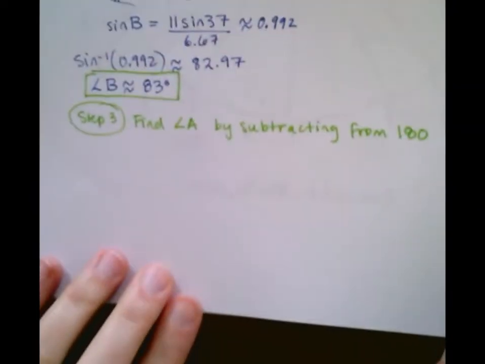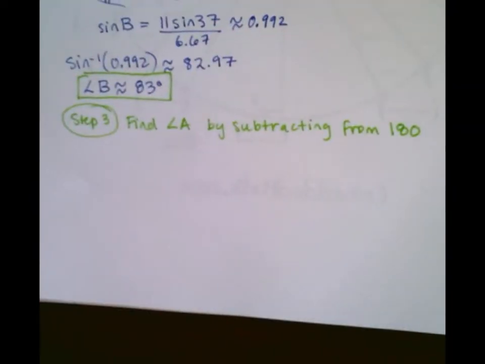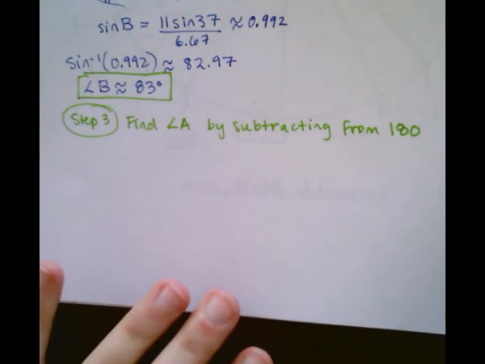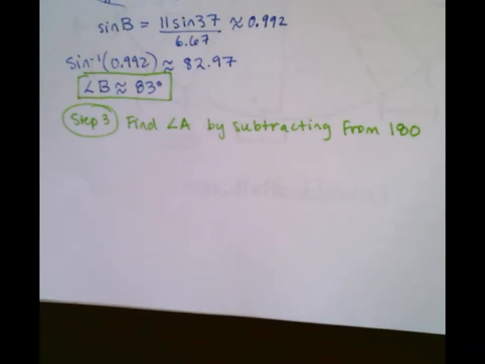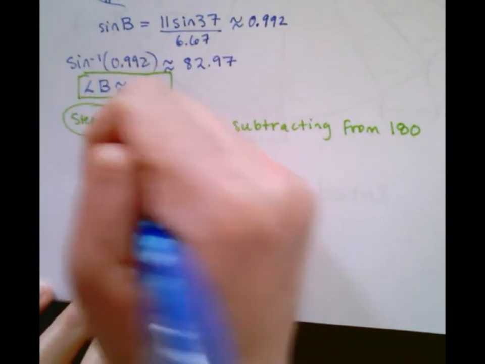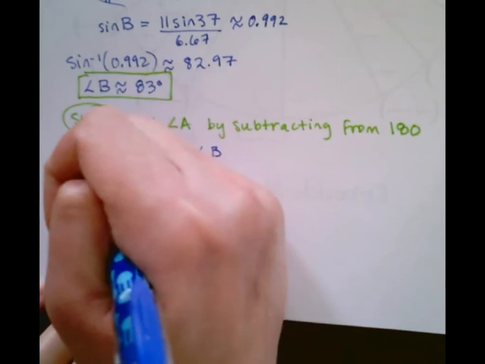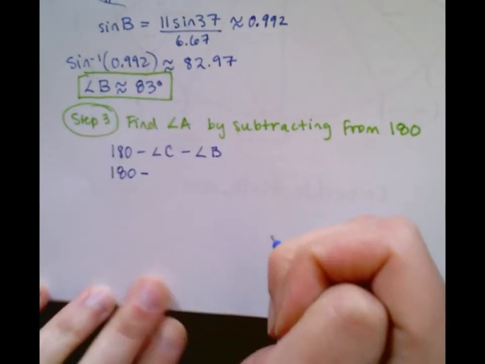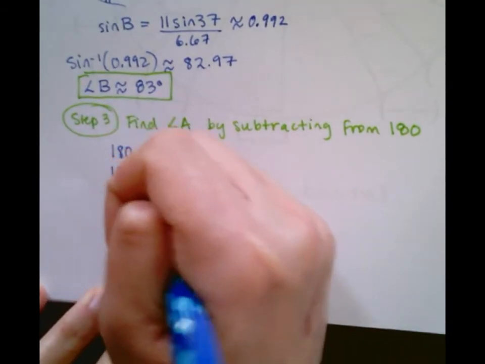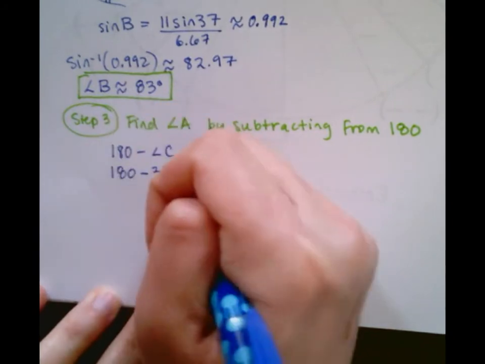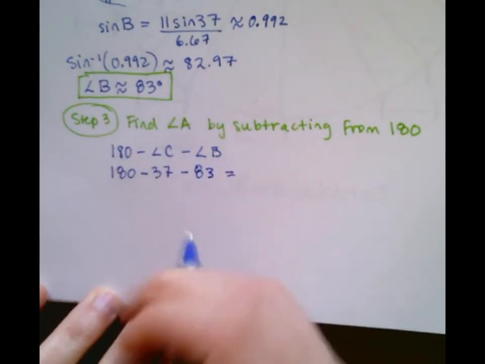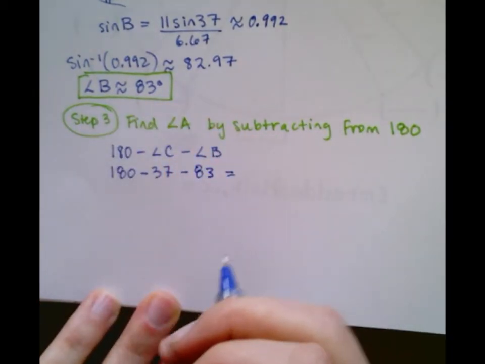Let me slide this up so you can see. So find angle A by subtracting from 180. What are we subtracting from 180? The other two angles. So I would do 180 minus angle C minus angle B. In this case, it would be 180 minus angle C, which is what we were given, 37, minus angle B, which is what we just found, 83. And when you do that, you should get 60 degrees.